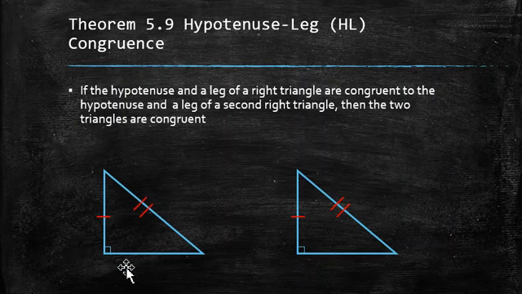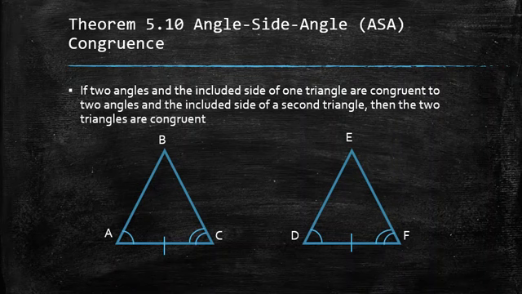This next theorem is going to help you prove congruency of two triangles and is called the angle-side-angle, or ASA theorem. It states that if two angles and their included side are congruent to the corresponding two angles and included side in another triangle, then the two triangles are congruent. For example, if angle A is congruent to angle D, angle C is congruent to angle F, and side AC is congruent to side DF, then the triangles are congruent.